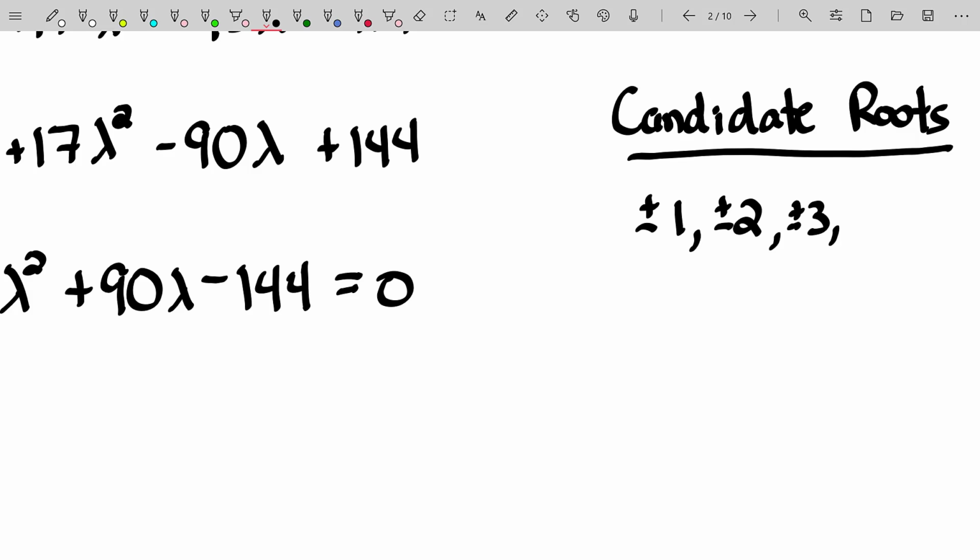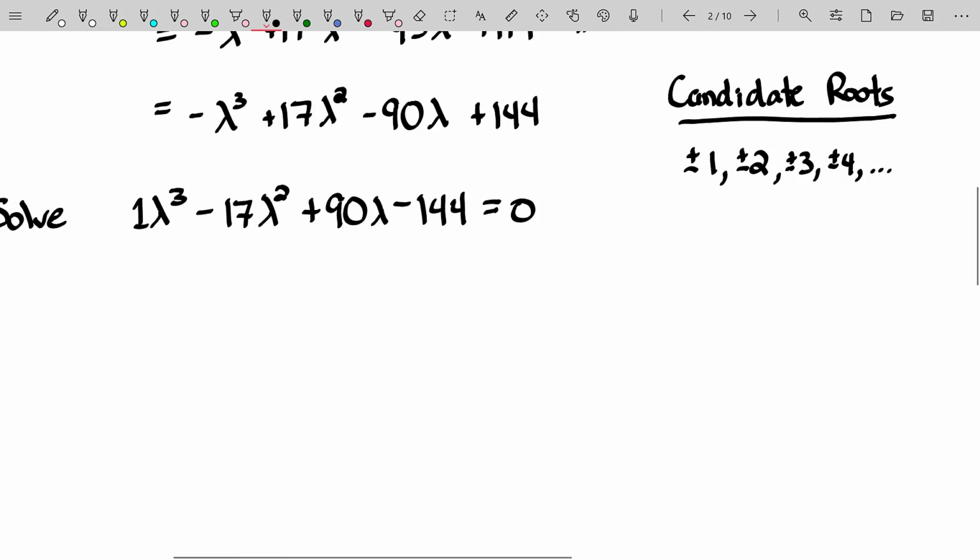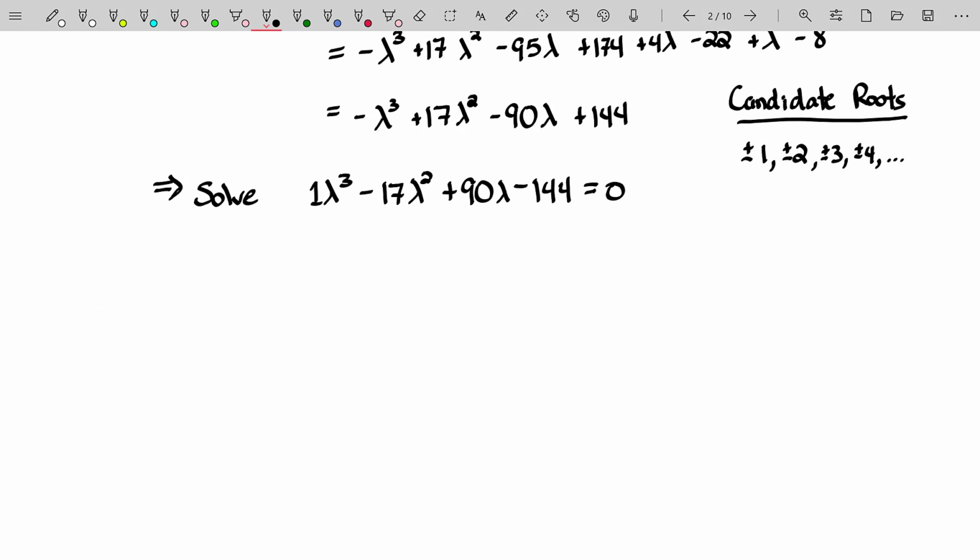And you can go a lot further with this. Obviously, it is actually divisible by 4 as well. And I'm just going to put plus dot dot dot. If I need to go further, I will. But you're going to see me speed up the video right now while I check for roots.